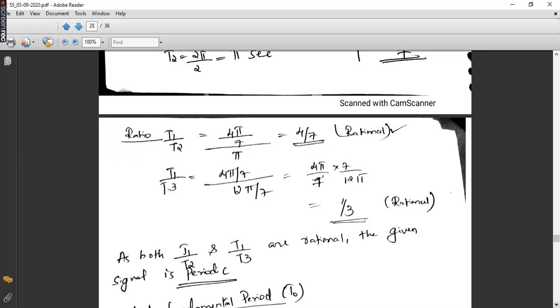Sir, I had a doubt, sir. In place of T1 divided by T2 and T1 divided by T3, can we do T2 divided by T1 and T2 divided by T3? No issue, yes, you can. But one should be fixed. Okay, sir, one should be fixed. That's it. Yes, sir.